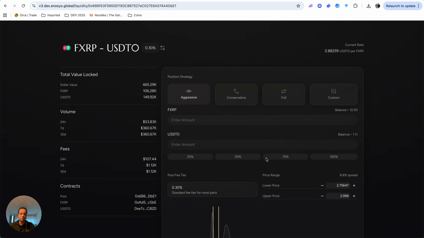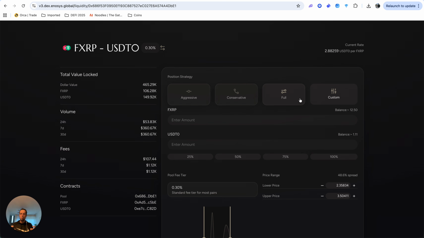Now you have all of this information that can be a bit difficult to understand at first because you've never been involved in DeFi. So you have the position strategy, right? You have aggressive, conservative, full, custom. What's happening here? This is essentially meaning the range, in what kind of XRP price range you want to be providing liquidity, right?